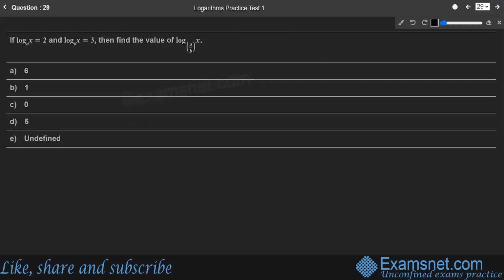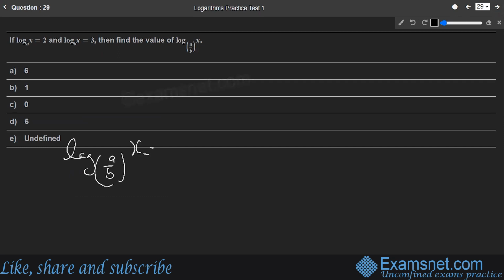Okay, let us see the next question. If log base a of x equals 2 and log base b of x equals 3, then find the value of log base a by b of x. That is what we are supposed to find out.